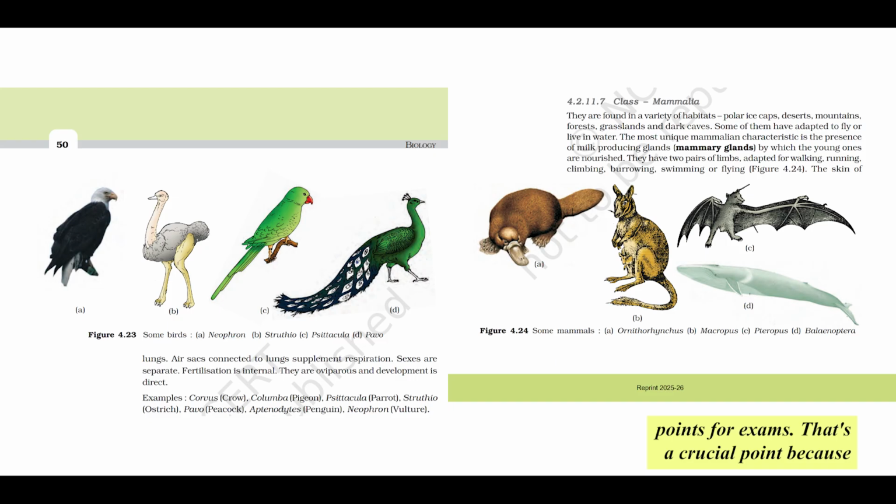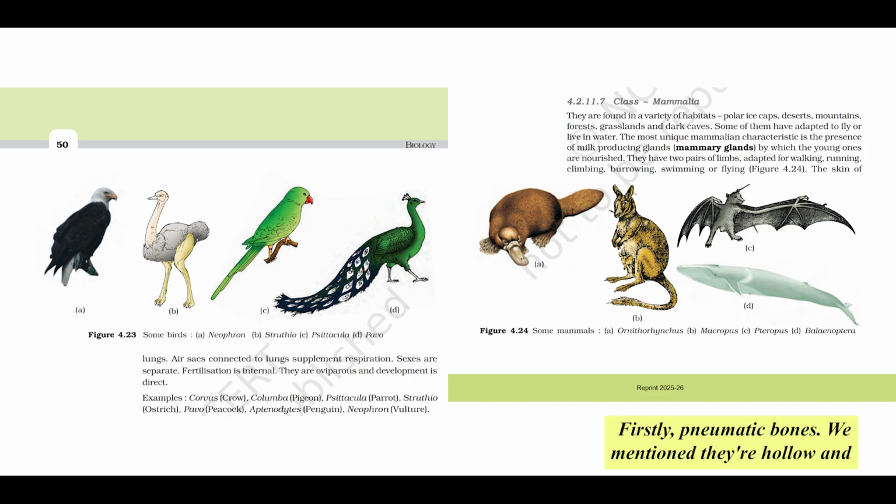That's a crucial point, because while feathers and wings are the most visible flight hardware, the true marvel of avian flight really lies in these intricate internal modifications. These are frequently tested because they show a deep understanding of adaptation.